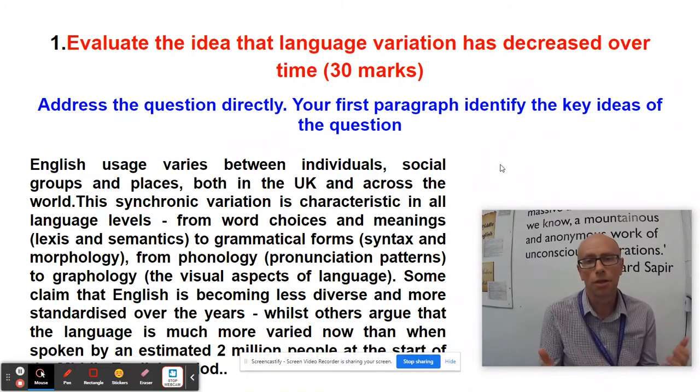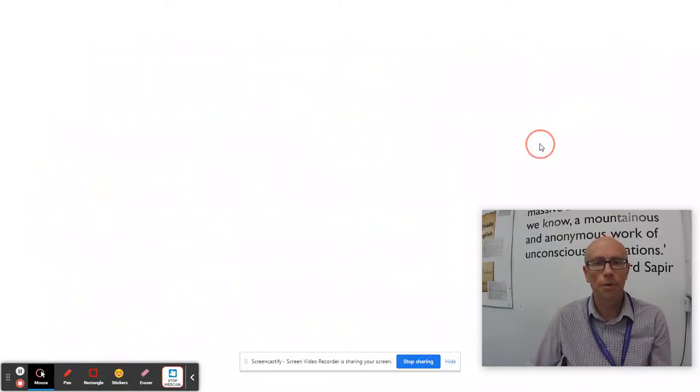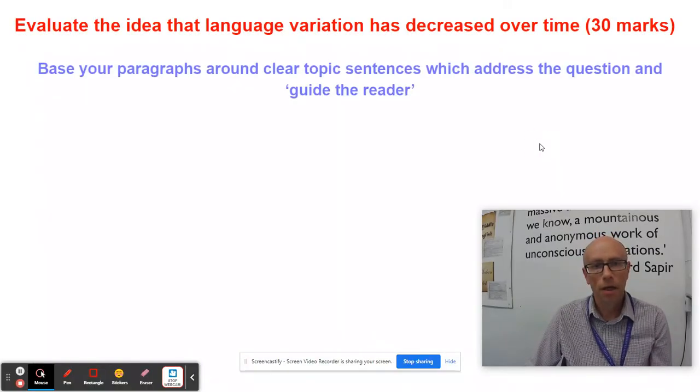So in that last sentence, what you're doing is you're showing that there are different perspectives on this. Okay, you're not necessarily explaining which side of the fence you're at this point. You're just laying out that actually there are different viewpoints. What I've done is I've addressed the question directly and I've identified the key areas of the question. That's what you need to do. Here's my second bit of advice.